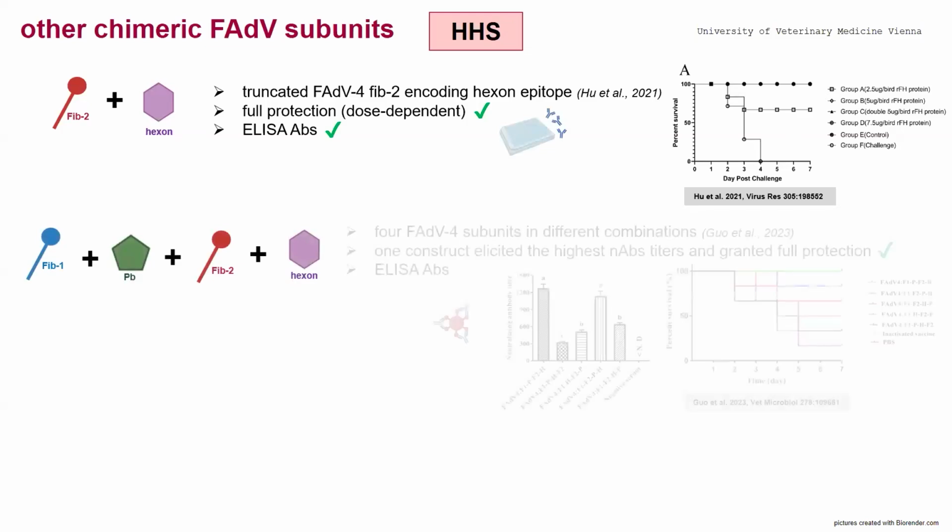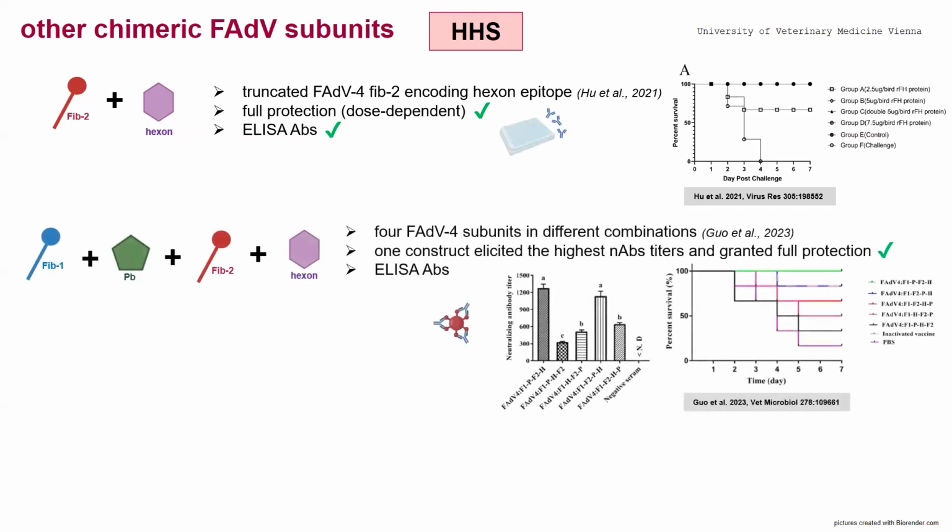And then more recently in 2023, there is also a group that took all the major subunits, so fiber 1, fiber 2, penton-based exon, and they made chimeras, and they put them in different combinations, and they had different degrees of efficacy, you can see here. And the ones that produced the higher degree of neutralizing antibodies also had the highest survival, actually full protection, 100% survival. So in this case, there is a dependence on the development of neutralizing antibodies as well.